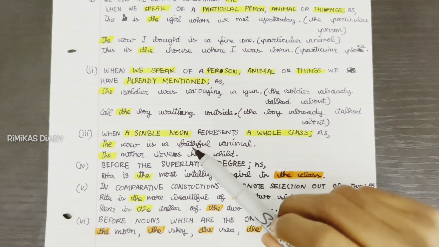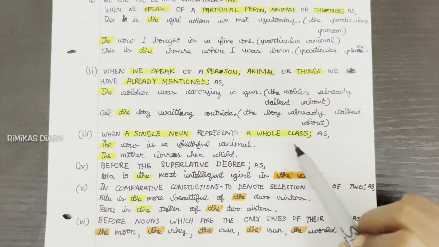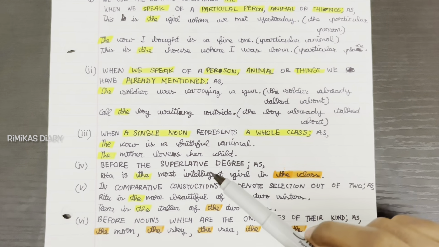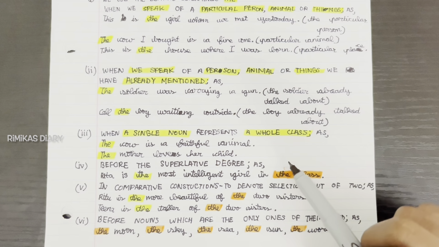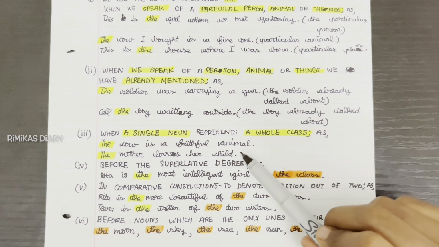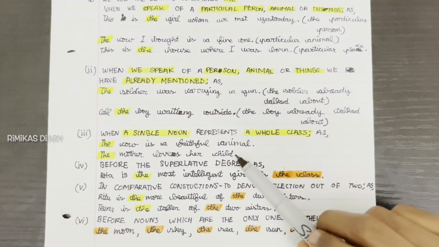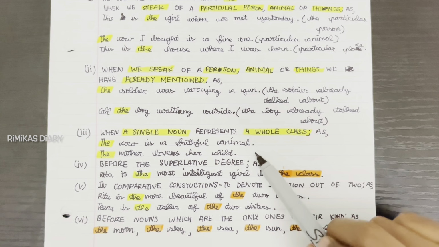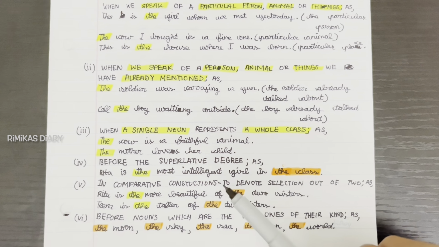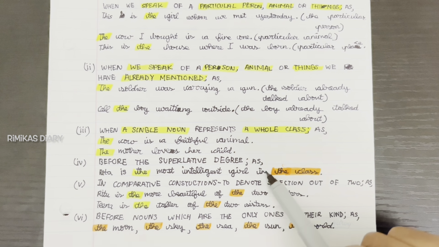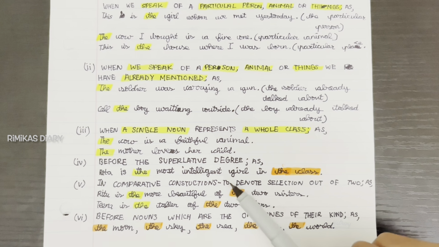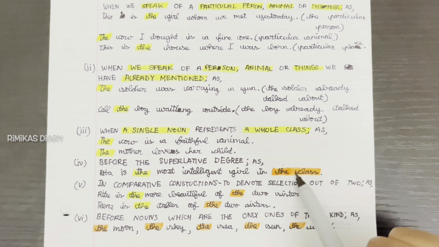Third one, when a single noun represents a whole class, as the cow is a faithful animal, the mother loves her child. So a single noun represents a whole class in these sentences. Next, before the superlative degree, as Rita is the most intelligent girl in the class.